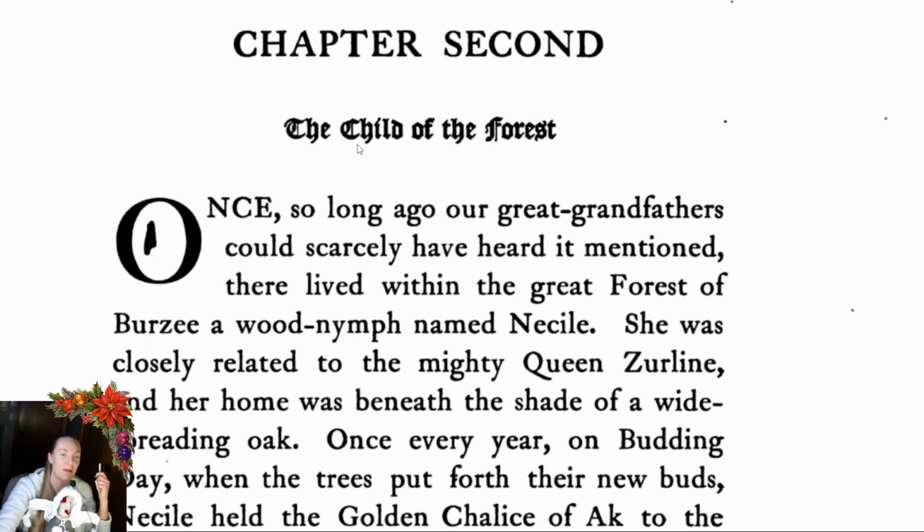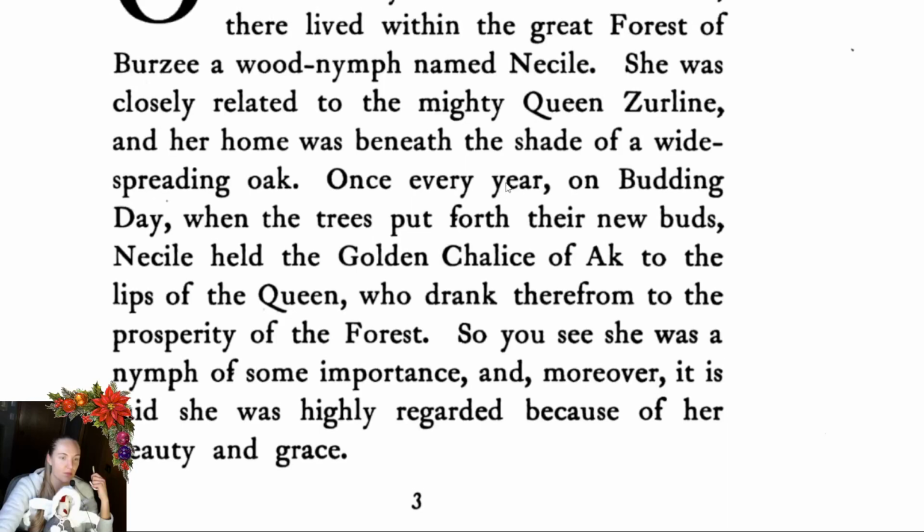Chapter 2nd. The Child of the Forest. Once, so long ago, our great-grandfathers could scarcely have heard it mentioned, there lived within the great forest of Burzee a wood-nymph named Necile. She was closely related to the mighty Queen Zerline, and her home was beneath the shade of a wide-spreading oak. Once every year, on budding day, when the trees put forth their new buds, Necile held the golden chalice of Ak to the lips of the queen, who drank therefrom to the prosperity of the forest. So you see, she was a nymph of some importance, and, moreover, it is said she was highly regarded because of her beauty and grace.